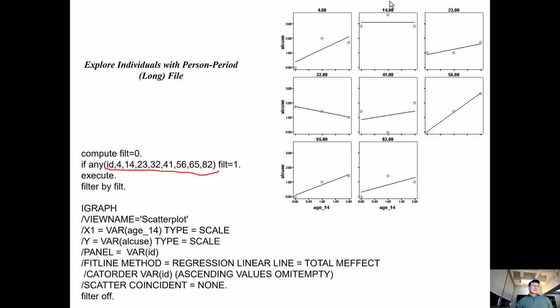SPSS is known for its ease of its drop-down menus, and making these graphs is not easy because of the long data file format. You can do it, but you have to fit a linear regression line to it. It makes it a little bit more complicated to do with the drop-down menu. I've got some other slides that I can add later to show how to do it with the drop-down menu. The other way to do it is just to do the syntax, and this is not really simple syntax.